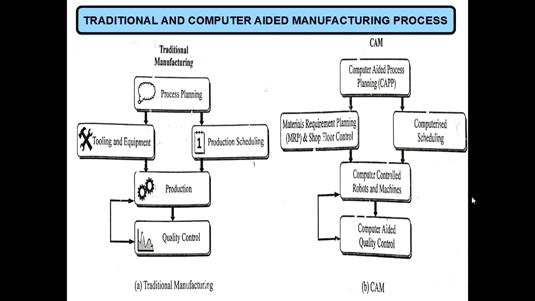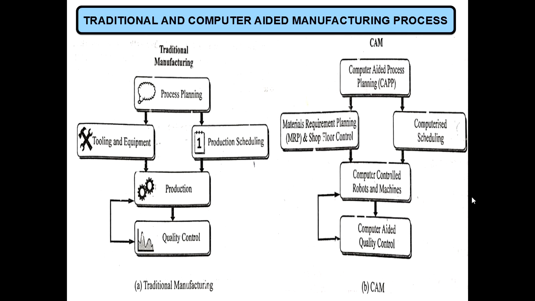These robots are used in hazardous environments where a worker cannot work for the operations. So in that case, we are widely using robots in manufacturing. This is the difference between traditional and computer aided manufacturing.